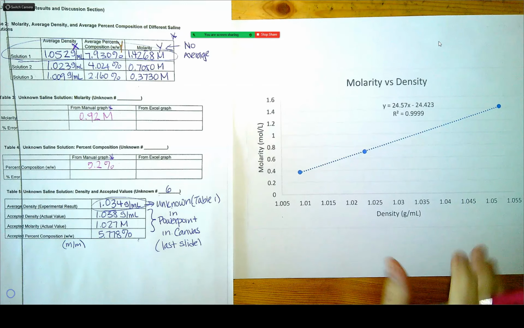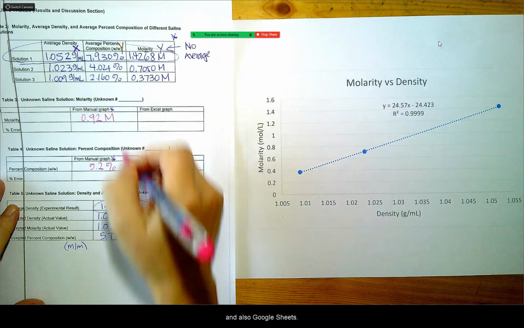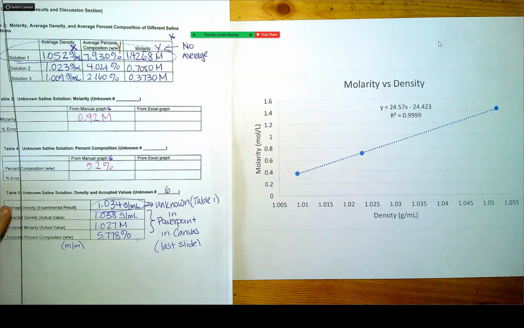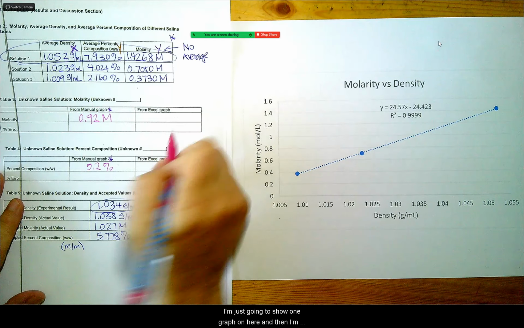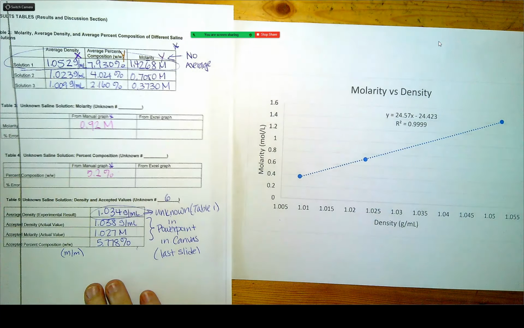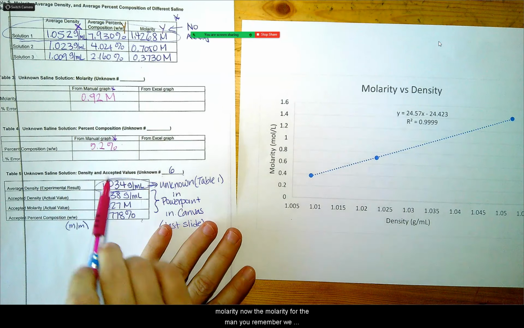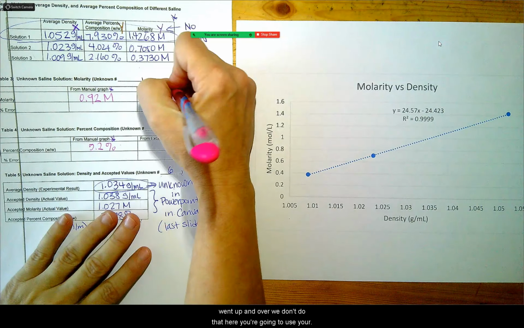Okay, so now I showed you how to use Excel and also Google Sheets. Now, how do we figure out the molarity from our graph? I'm just going to show one graph on here, and then I'm going to show 1% error. Then you could do the other on your own because it's going to be the same. From the Excel graph, how do we do the molarity? The molarity from the manual, remember we went up and over? We don't do that. Here, you're going to use your equation from the graph. You could use your one from Google Sheets as well. I'm just saying Excel because I use that as my standard.